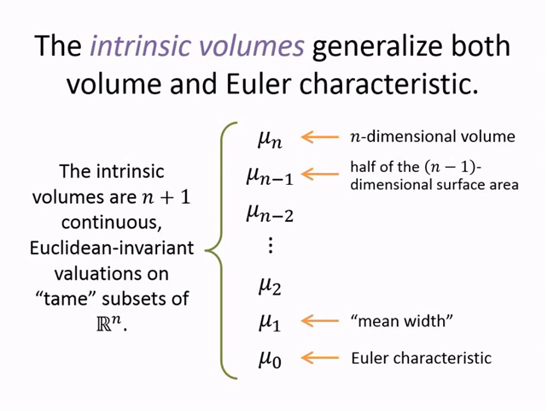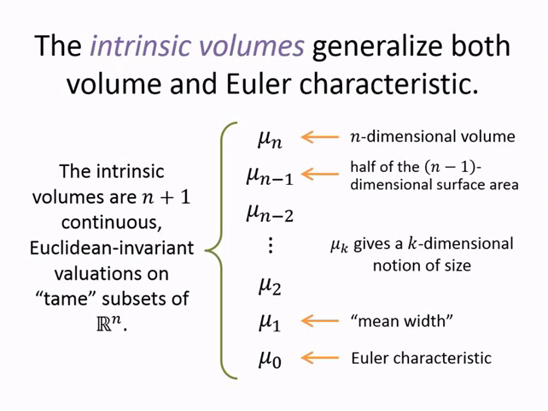The idea is that the subscript sort of indicates the dimension of the valuation. So mu k, for k between 0 and n, gives a notion of the k-dimensional size of the set. So you can see that Euler characteristic is sort of the zero-dimensional size. Euler characteristic extends our notion of counting. Up here, we have the n-dimensional size, mu n. The surface area is the n minus 1 dimensional size. Width is sort of the one-dimensional size. It's like a length. So we can define a notion of k-dimensional size for any k between 0 and n, where n is the dimension of the set that we're looking at.